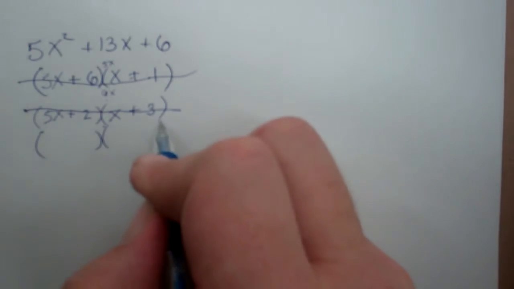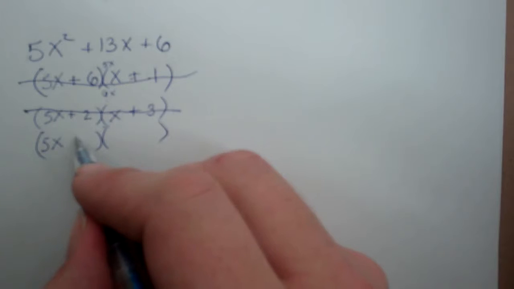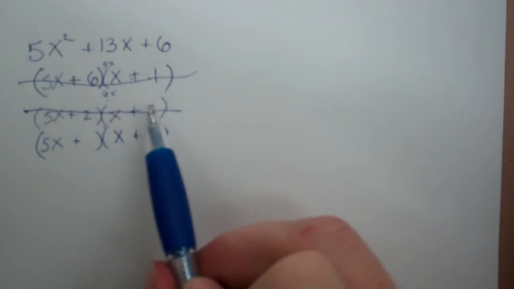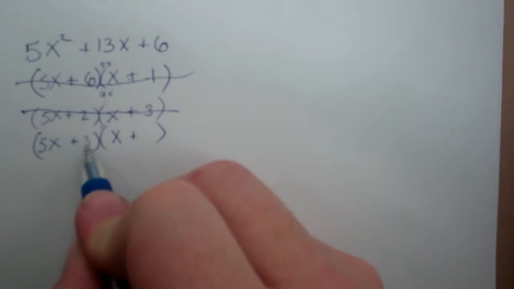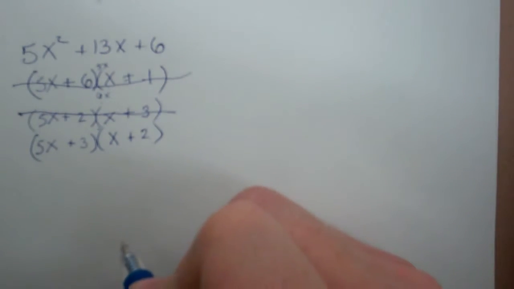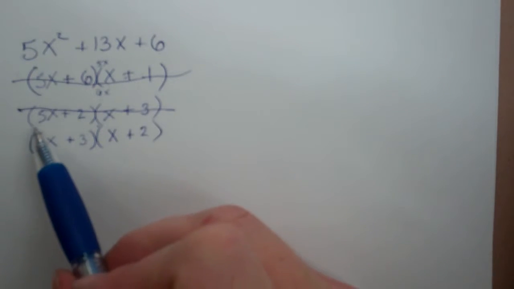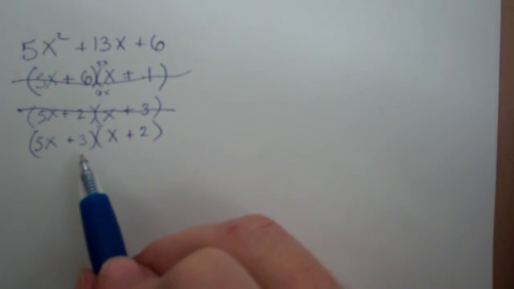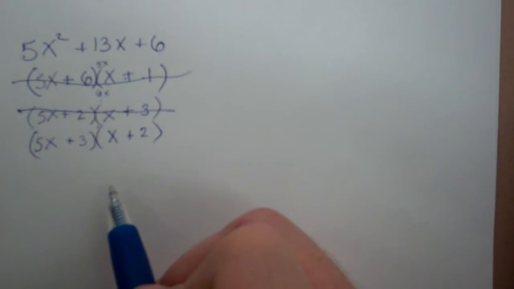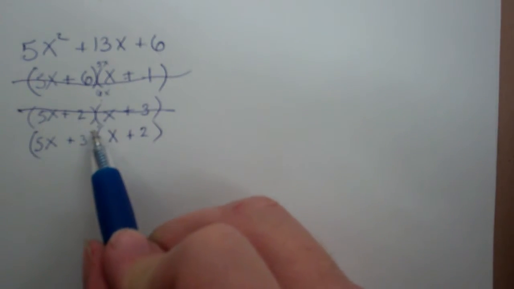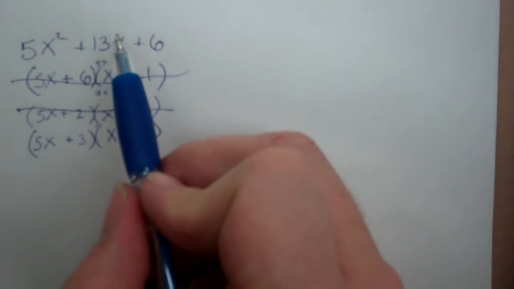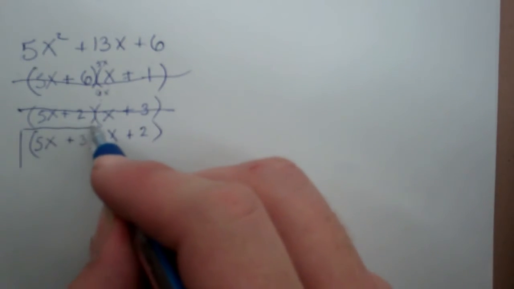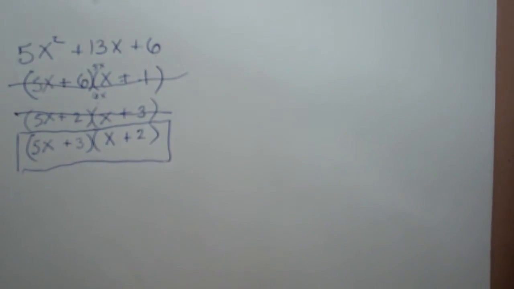Let's try again. Here is a 5x plus and an x plus. We did the 2 and the 3, but we haven't tried a 3 and a 2. Let's test this one. 5x times 2 is 10x. 3 times x is 3x. 10x plus 3x is 13x. And so that means that this is the correct factorization.